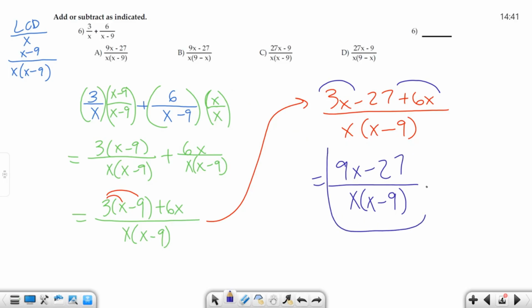Since this answer right here is where? Right here. Then, why was it not B, by the way? Because look at the order here. 9 minus x is not the same thing as x minus 9. That's why I just saw the 9x minus 27 and went to circle it. But it's actually this one, A. It's actually A here.